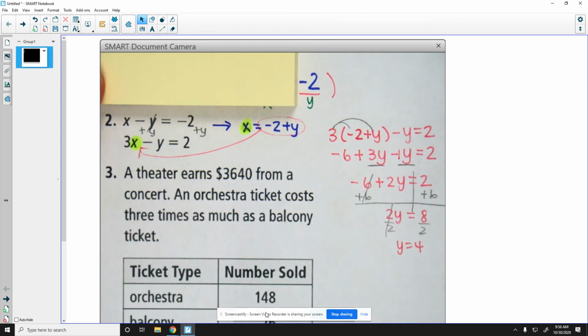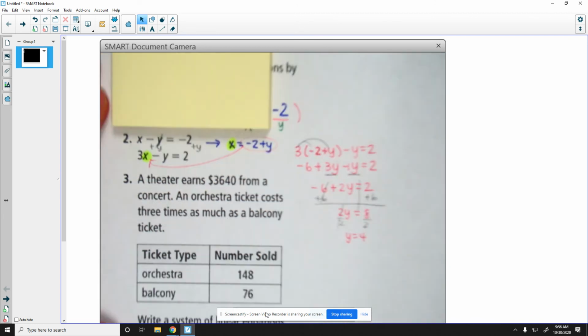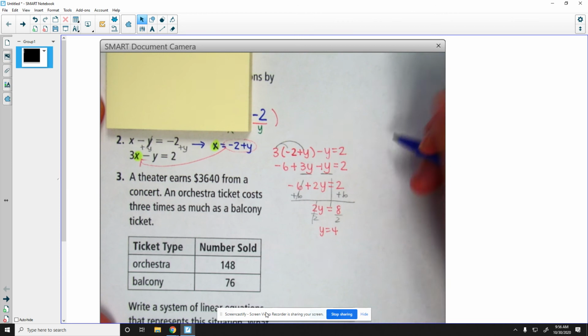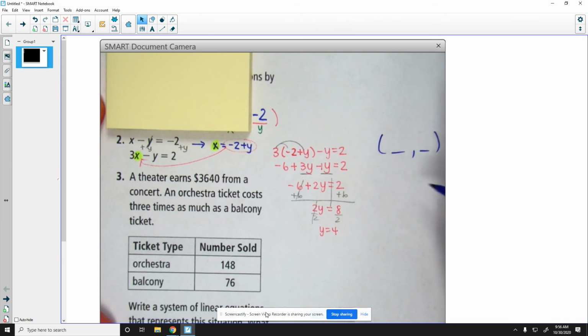Oh, that's the first part of my answer. So my answer is something comma something. My y is 4. So what I'm going to do now is I'm going to go back.